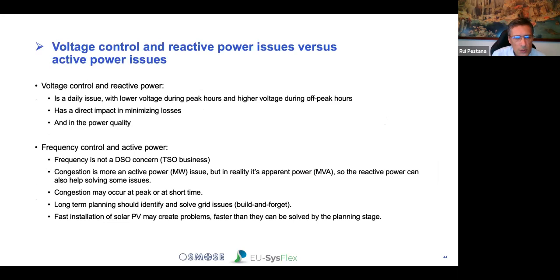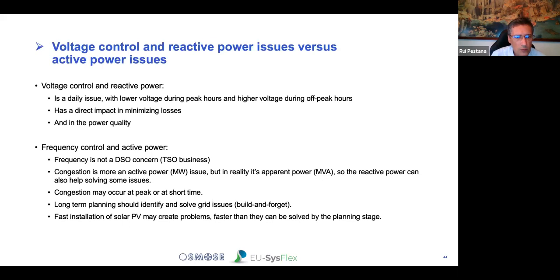This is really daily business for us. Of course, it has a direct impact in minimizing losses, because if you have higher voltage, you have less current, and then you minimize the losses. But if you have lower voltage, in reality, you are increasing the losses. Of course, the voltage profile also has impact on power quality, because sometimes in rural areas, if the voltage is very low, some types of equipment cannot work. It depends, of course, on the type of grids.